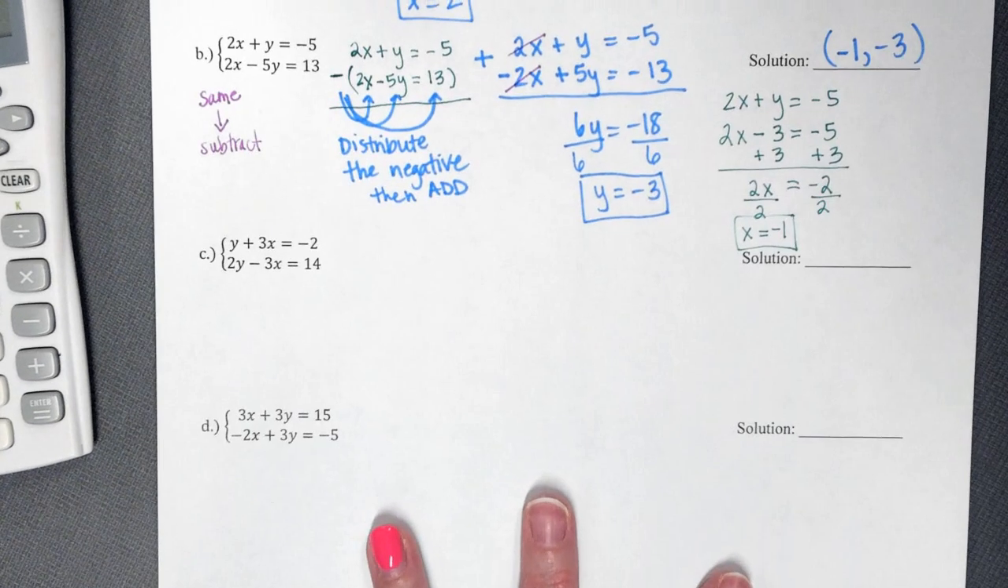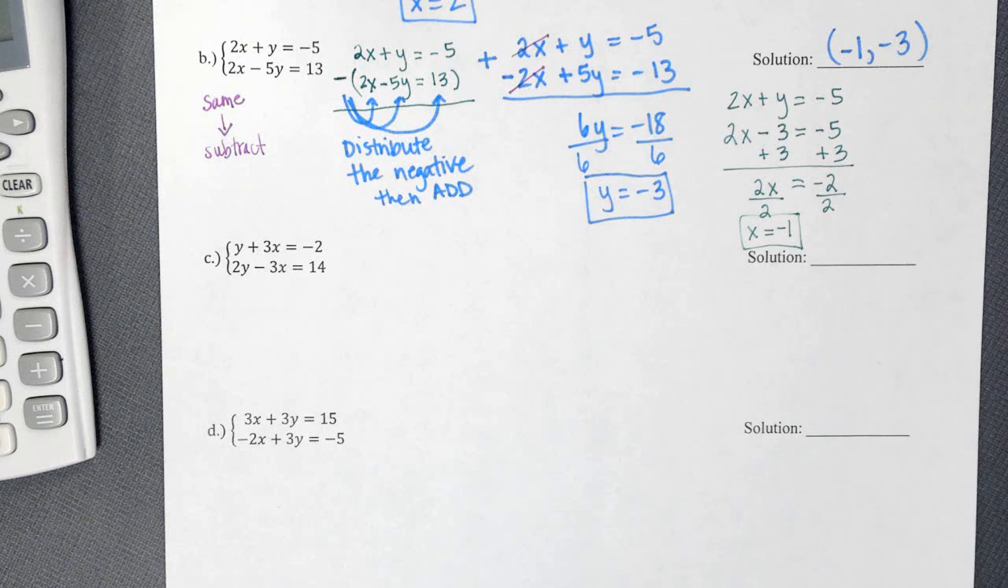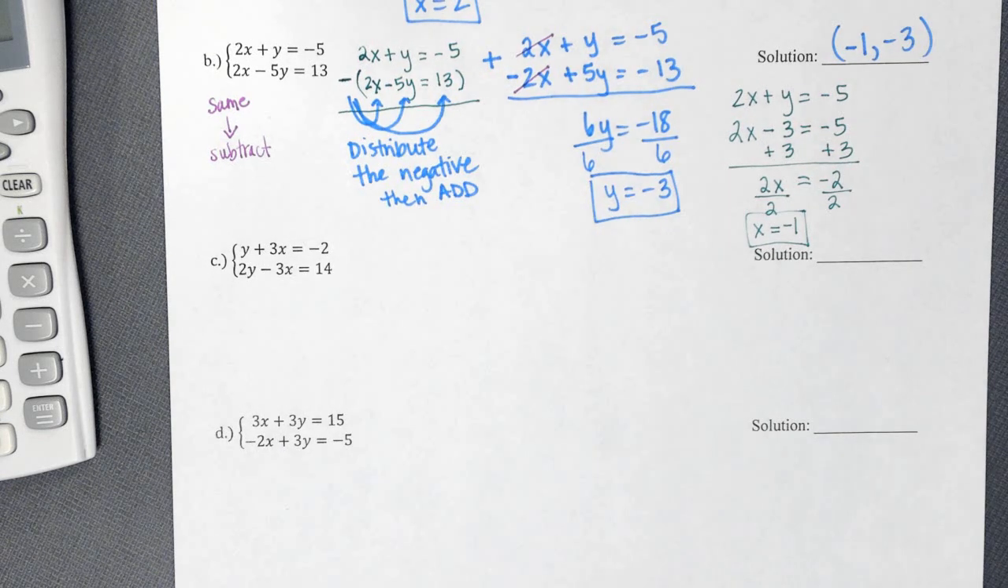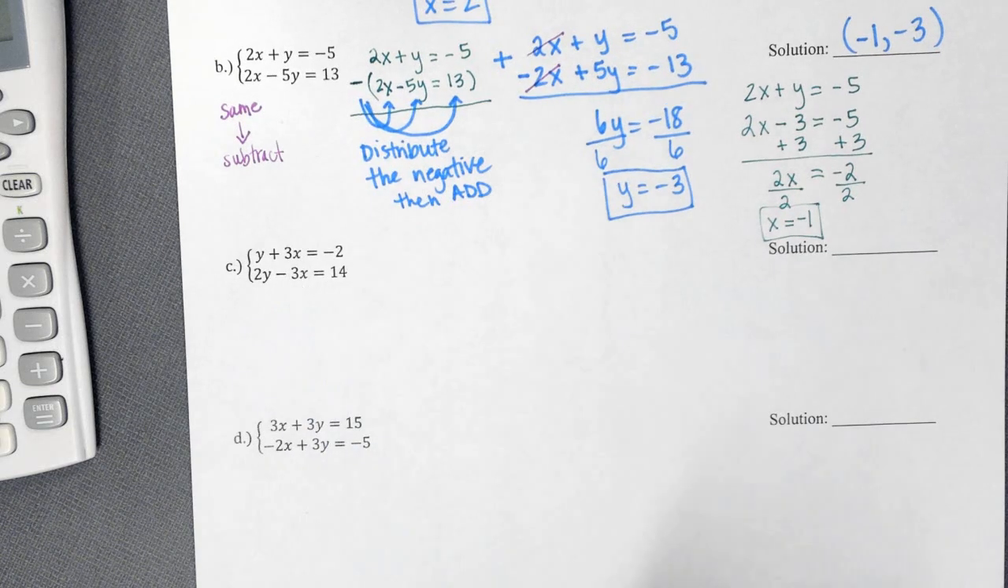Okay, so for C, let's decide. Can we add or do we have to subtract? Do we have opposites somewhere or do we have the same number? Opposites are the same. Yep, good job. So that means if we have opposites, we can add straight down, okay?